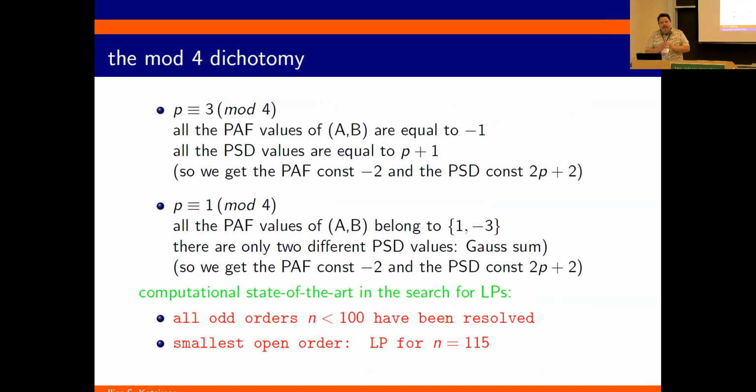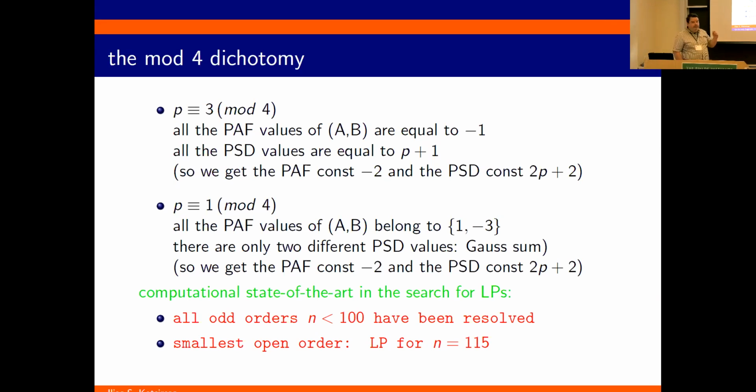Coming back to the primes for a minute, there is a particular dichotomy that I would like to mention, and it's the mod 4 dichotomy. So not all primes are the same, according to these examples that I've shown you. If p is 3 modulo 4, then it turns out that all the PAF values are equal to -1. The PSD values are all equal to +1. So when we add them up, we'll get the PAF constant -2 and the PSD constant 2p plus 2. So this is the easiest case.